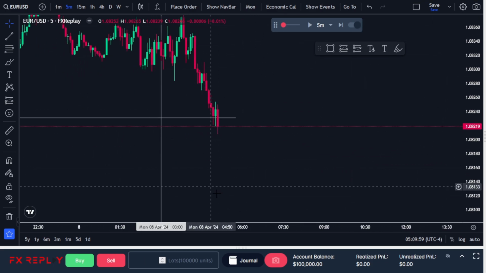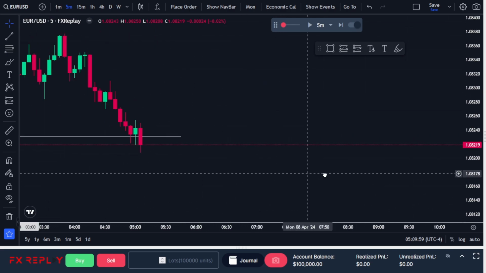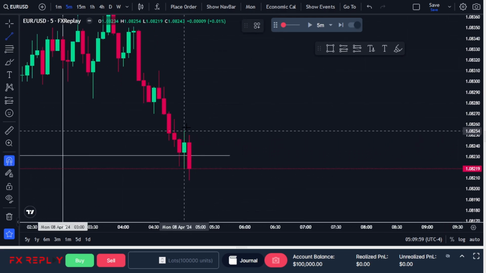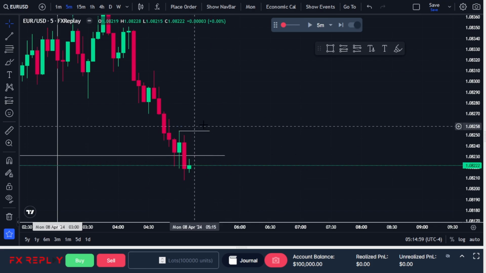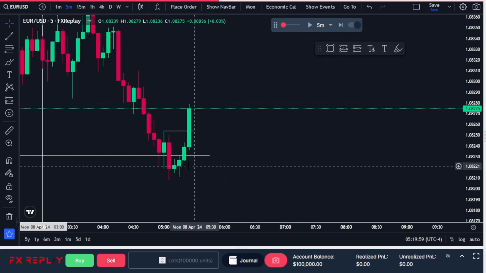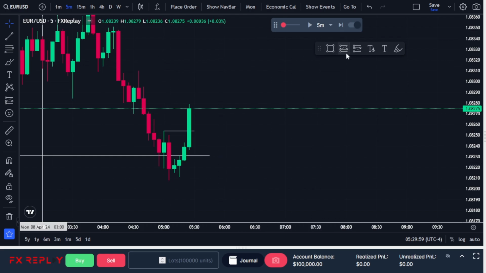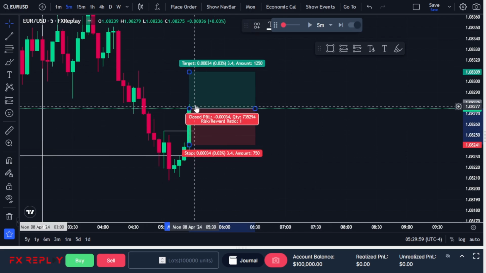As we can see over here, the low of this range was purged, and now we will be waiting for the market structure shift to confirm that price indeed wants to reverse and it was not just a retracement. We got the market structure shift over here. After that, we will enter the trade instantly.